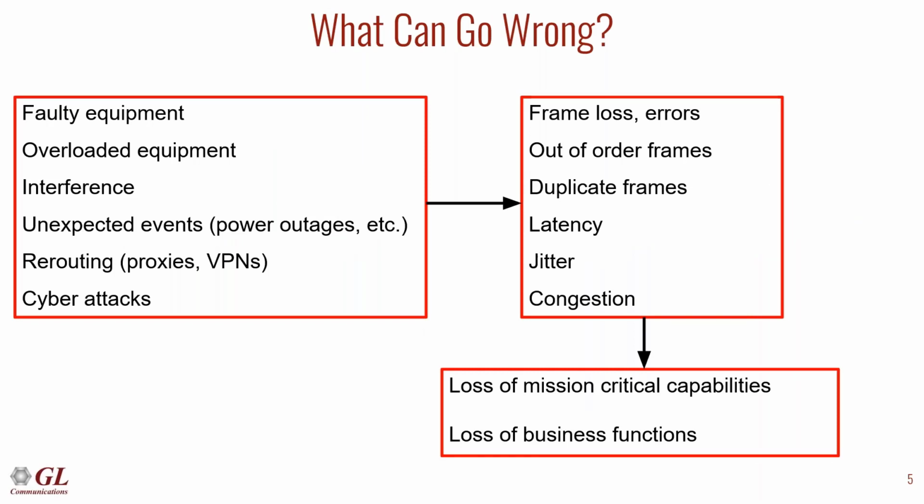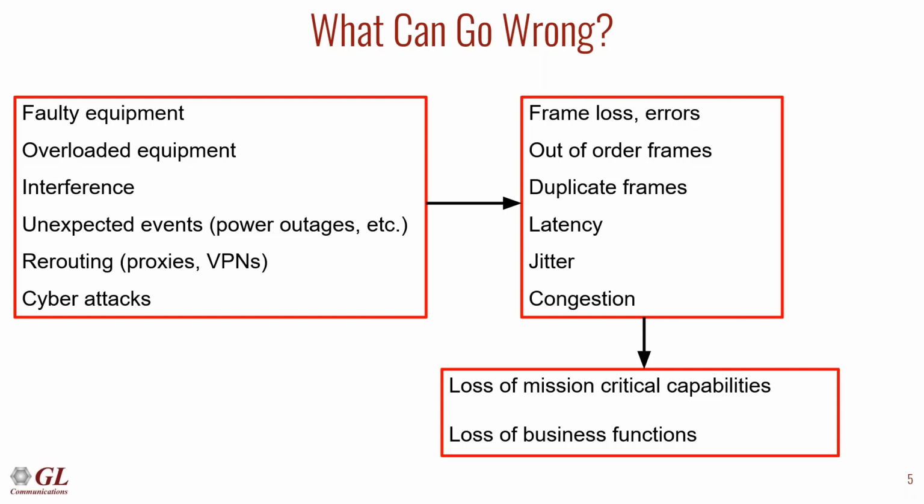All right, well, on any telecommunications network, things can go wrong, right? So you can have faulty network equipment, you can have overloaded equipment, there can be interference with other sorts of wireless or wired signals that are in the vicinity. There's always unexpected events like power outages and things like that. There's always network infrastructure that could be rerouting things, and encryption, decryption, and proxies, VPNs, and things like that. And those could sometimes go wrong. There's always the threat of cyber attacks. So a lot of things can go wrong on a telecommunications network.